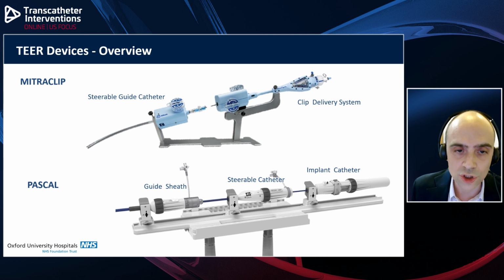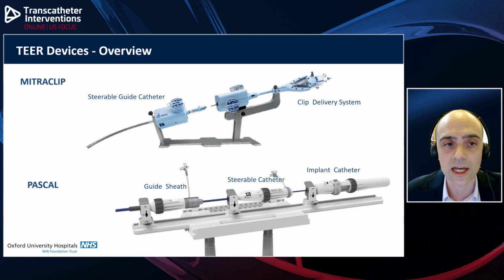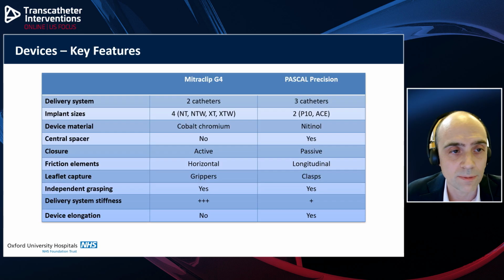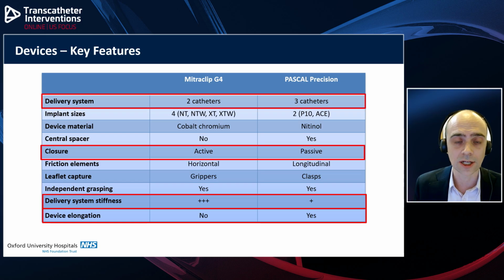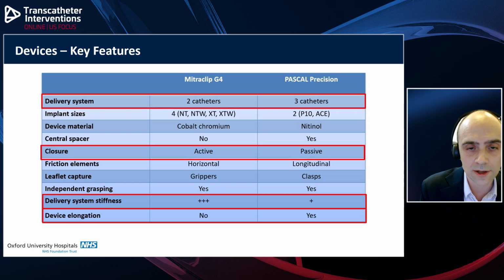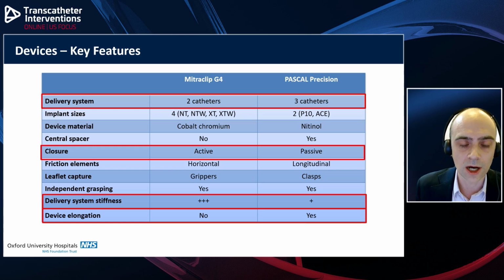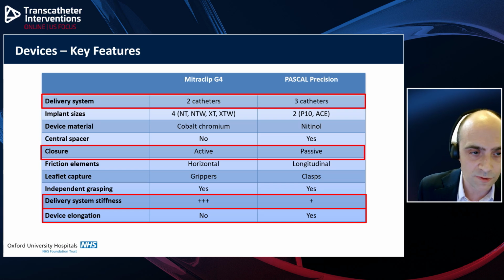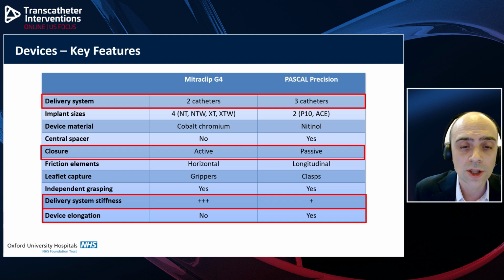Both are mother-and-child catheter devices for accessing the left atrium, steering down to the mitral valve, and delivering devices to achieve edge-to-edge repair. There are important differences between them that are worth highlighting. MitraClip is a 2-catheter system. Pascal Precision is a 3-catheter system, which gives you some additional flexibility in steering planes in some complex anatomies. As we've heard, the MitraClip has 4 devices, Pascal 2 different sizes. The closure mechanisms are different, and that has some implications.